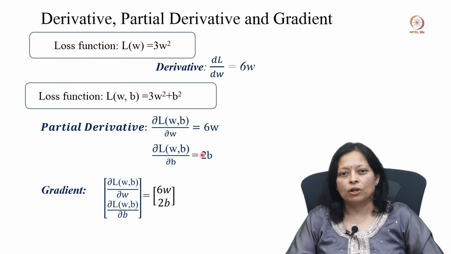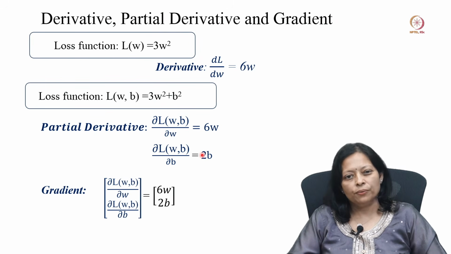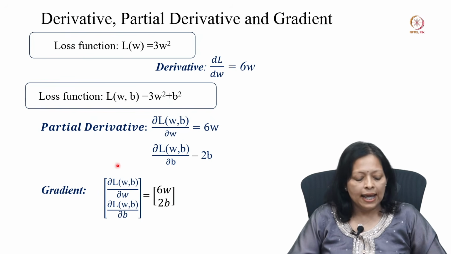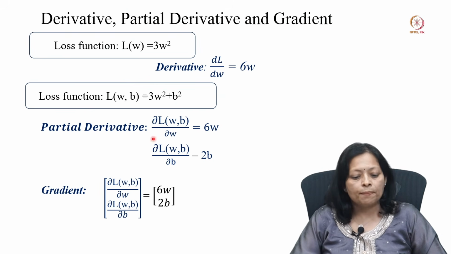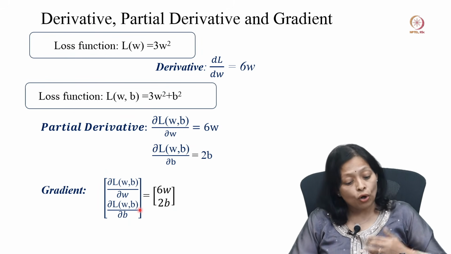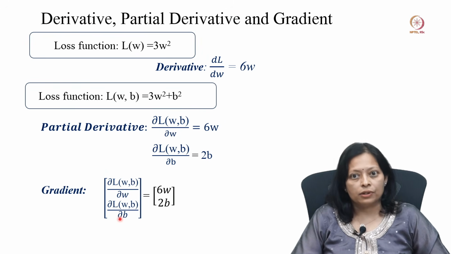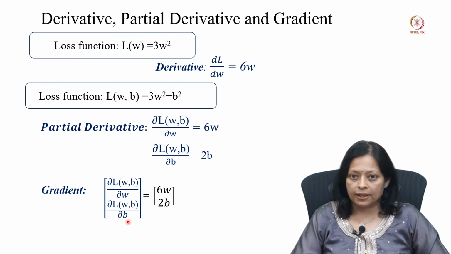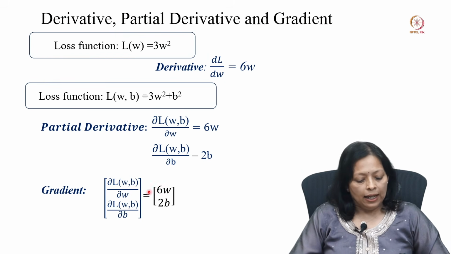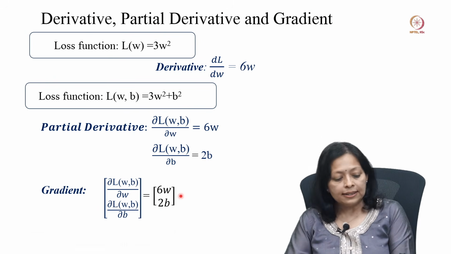Now, what is this gradient? We understood what is normal derivative, partial derivative. Now, we have to understand what is this gradient. Gradient is actually a vector which comprises of the partial derivatives of the function with respect to all the parameters. So, here the partial derivative of L with respect to weight w and the partial derivative of the loss function with respect to the bias, both are there, and it comes as a vector, and that is called as the gradient.